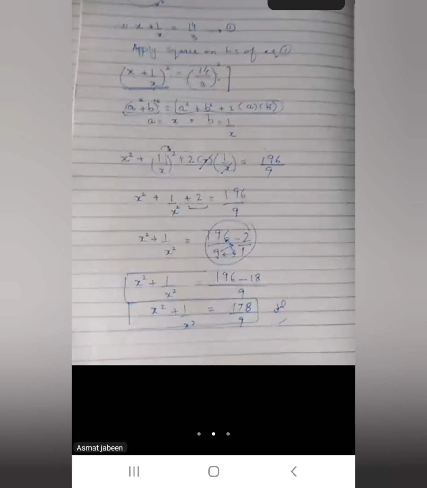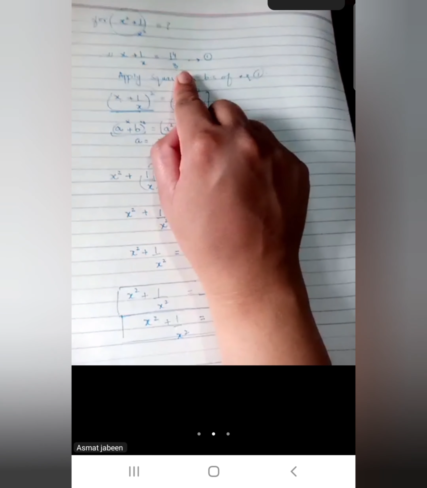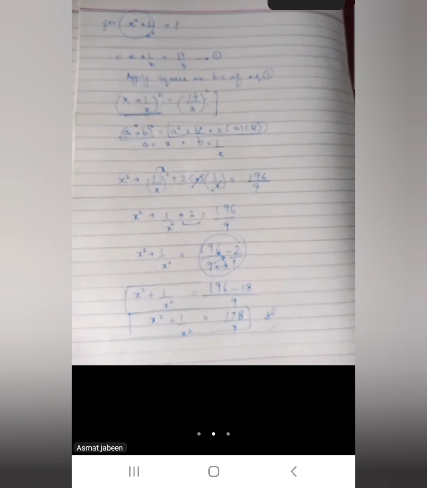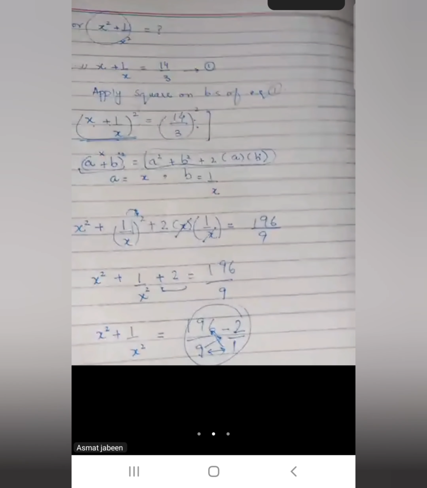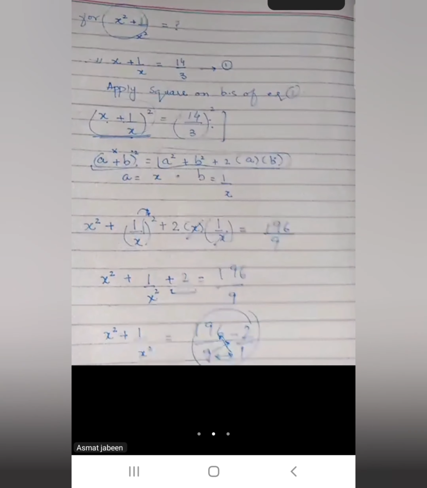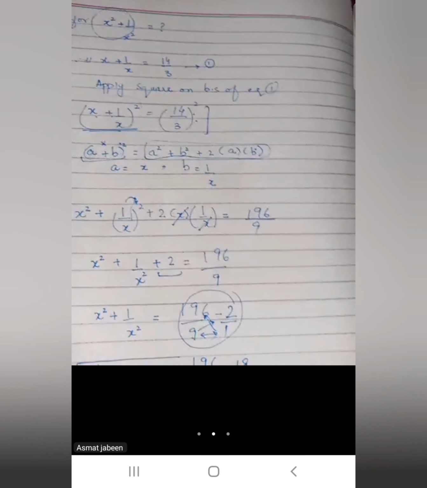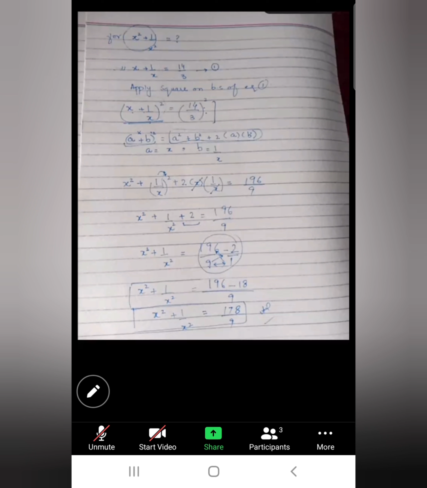Yes, ma'am. Okay. Now again we will use equation number 1 to get the answer of part 3. You can use the calculator, or if you want to use the LCM technique, you can use the same thing we have done for the previous part. It was 14 by 3, its whole square. Look here, 14 by 3, its whole square. When we have opened this, square of 14 is 196 and square of 3 is 9.